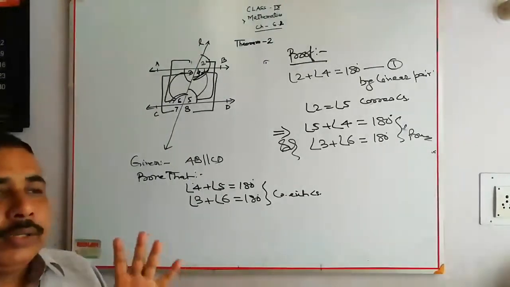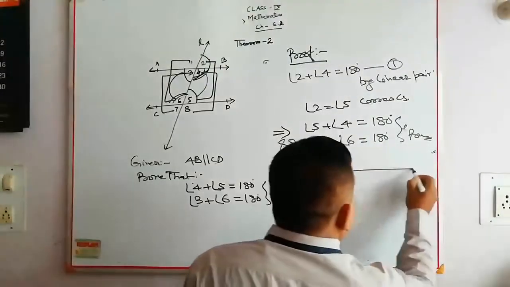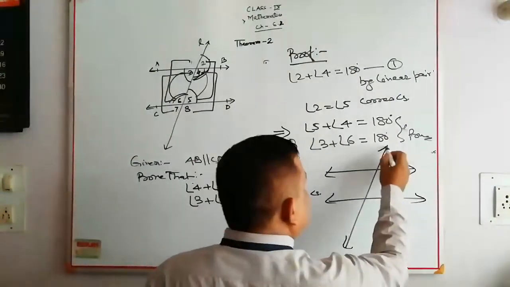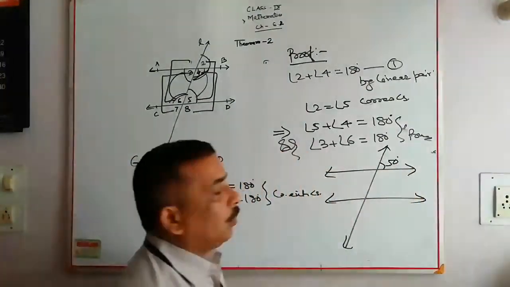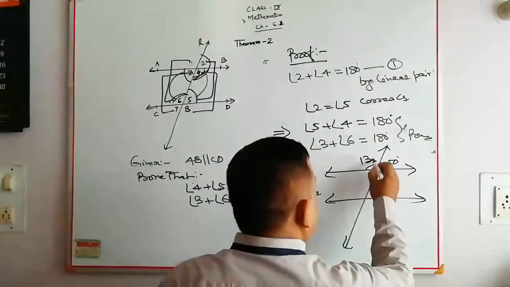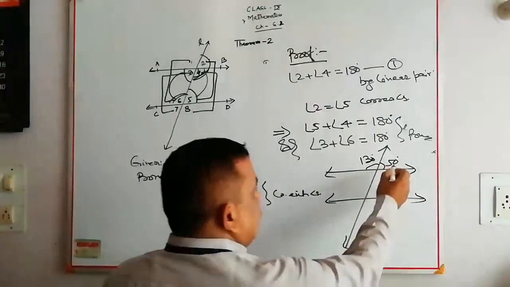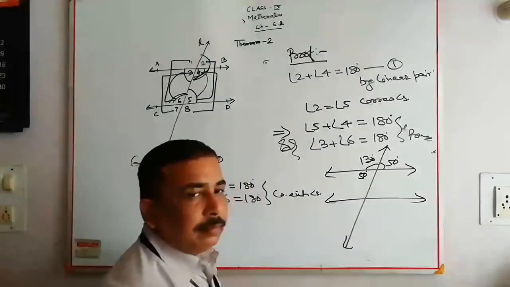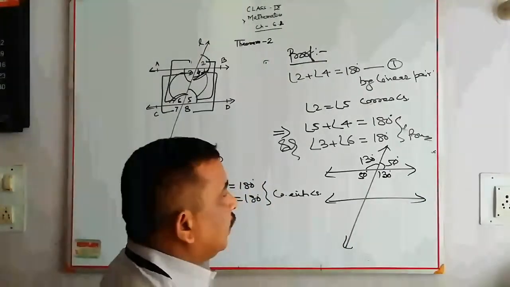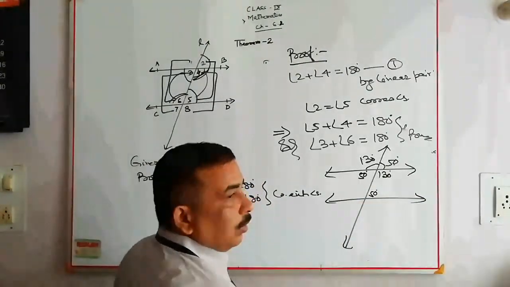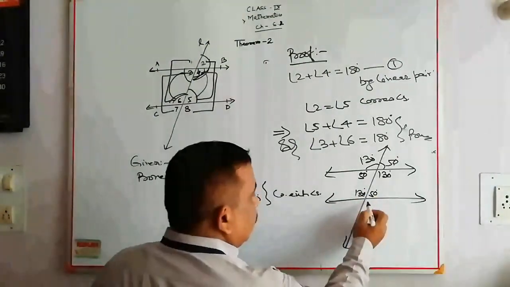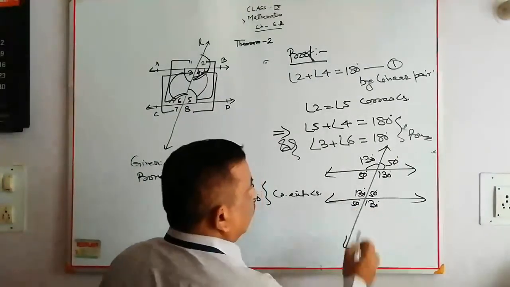You know that if two parallel lines are given, and that is a transversal line, and one angle is given 50 degrees, so that angle will be what? 130 degrees, by linear pair. 50 degrees, it is also 50 degrees by vertically opposite angle. 130, the 130 by vertically opposite angle. The 50 degrees here, alternate interior angles. 130, the 130, alternate interior angles. 130, 130, 50, the 50 vertically opposite angles.